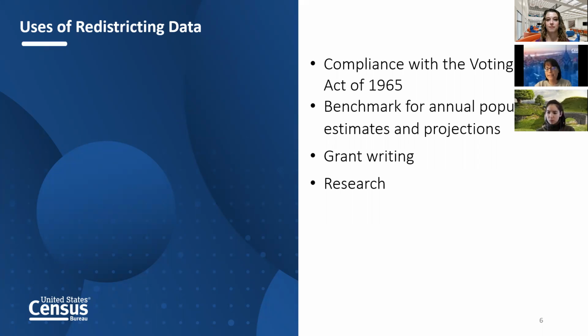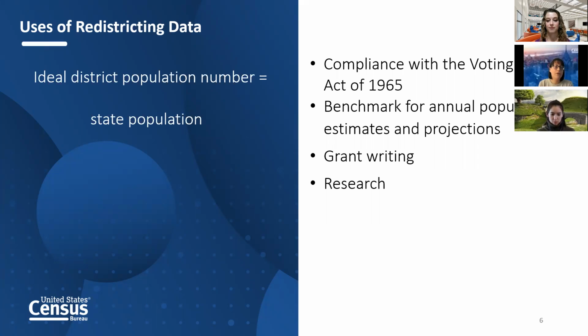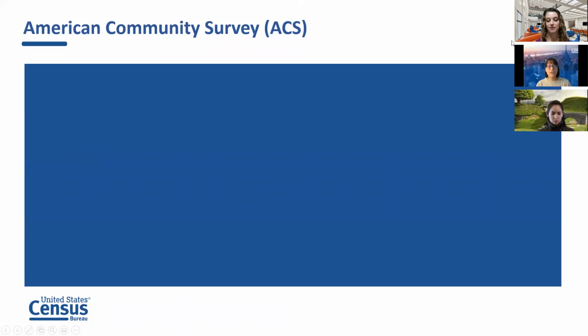So that's the every 10-year census. This is the formula that's used for the redistricting. And there's more information on that on our webpage if you're interested in the redistricting data. I'm going to switch gears and talk about the American Community Survey.